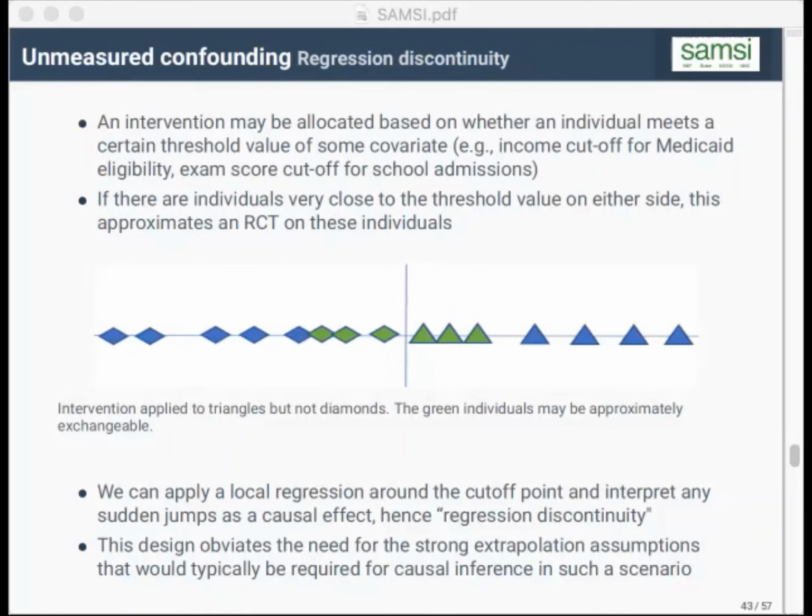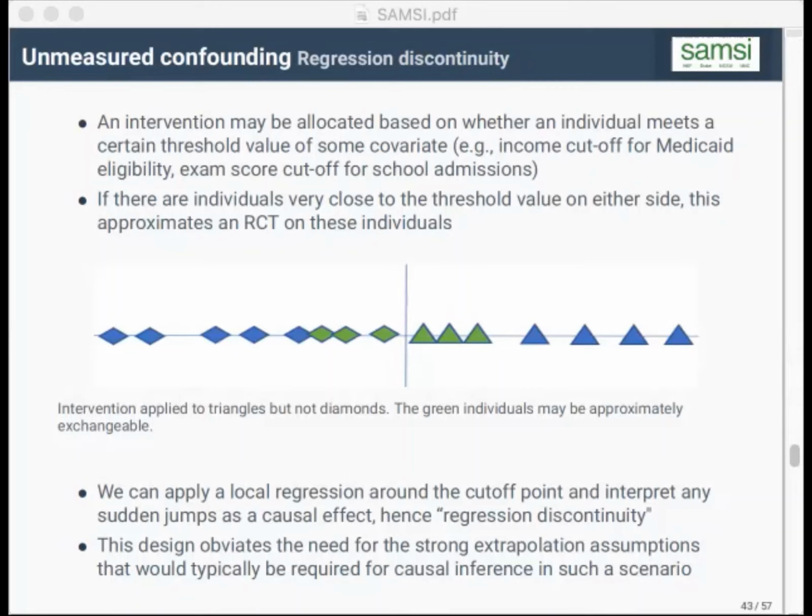So the diamonds are the subjects who fall below the cutoff. The triangles are the individuals who fall above the cutoff, and are on one side of the cutoff. Individuals are eligible for and may receive the treatment of interest, and on the other side they don't. And the idea is that the individuals who are closest to the cutoff, so the green diamonds and the green triangles, may be really comparable to one another, even though on the whole, the diamonds are not comparable to the triangles.